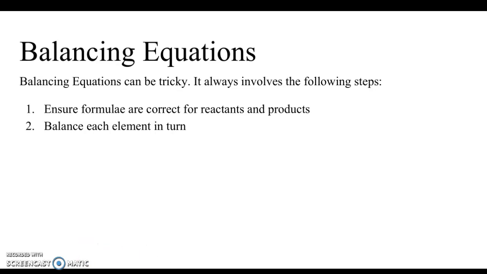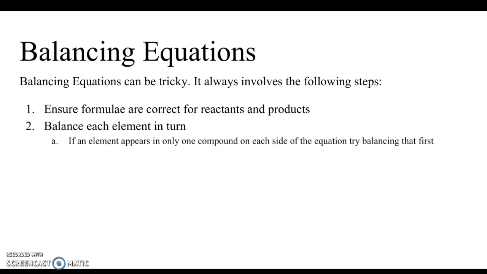So it's really a step-by-step trial and error type of situation. If an element appears in one compound on each side of the equation, try balancing it first because it makes it a little easier if it only appears once. If one element is a free element, you try balancing it last because it's easily manipulated in terms of its coefficients.